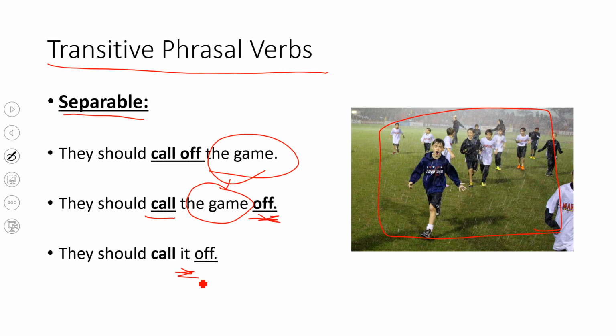Sometimes we use a pronoun with a separable transitive phrasal verb, and in that situation, the pronoun must come between the verb and the preposition. So I cannot say they should call off it. It always has to be they should call it off.